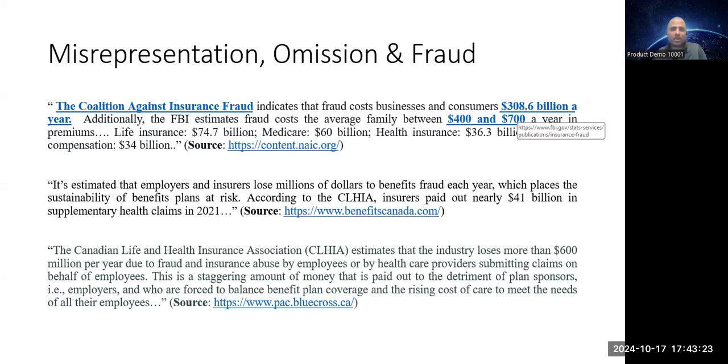As per stats, life insurance fraud is valued at $74.7 billion. Medicare fraud is valued at $60 billion. Healthcare insurance fraud is valued at $36.3 billion. Workers' compensation, $34 billion, and so on and so forth.